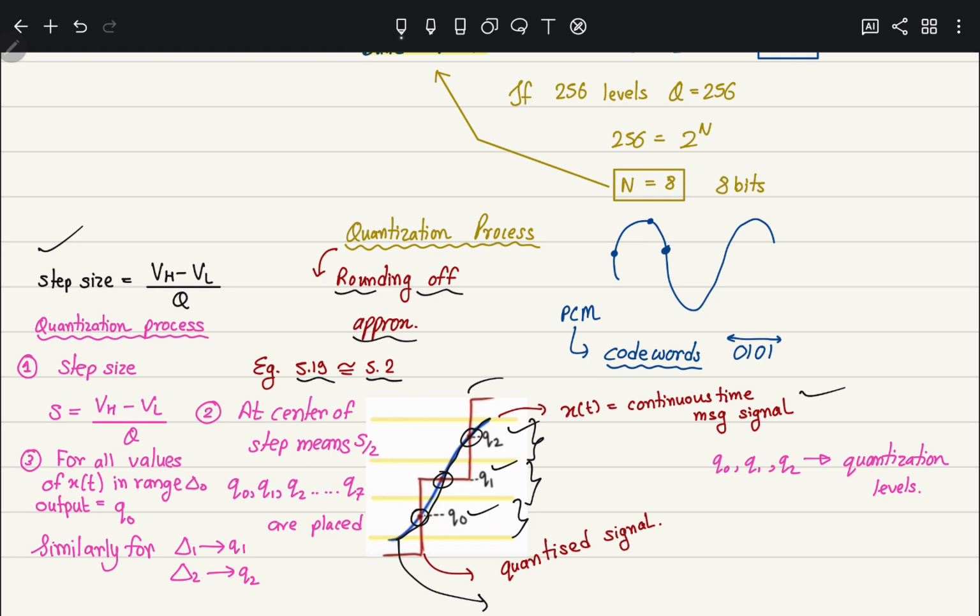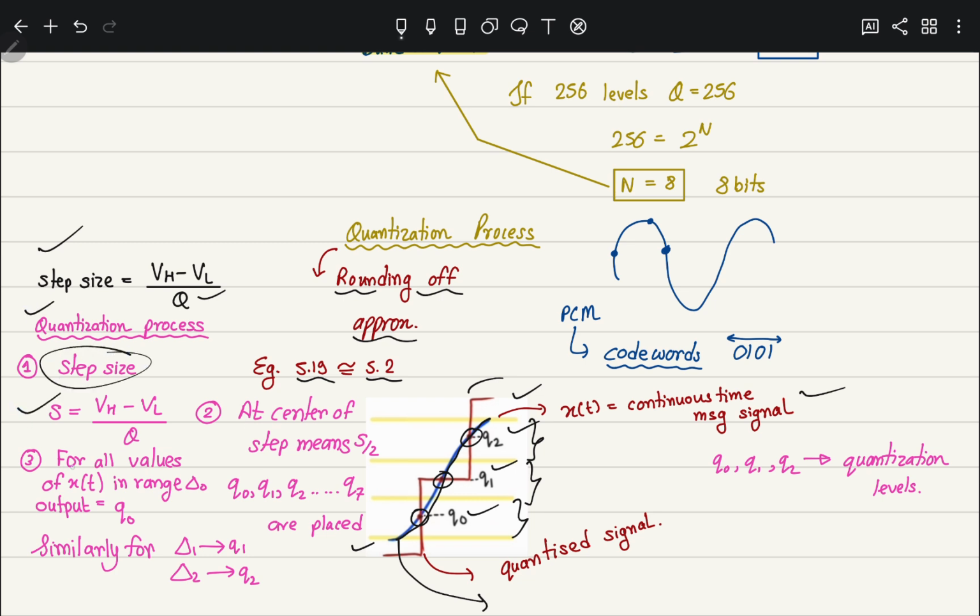So how do we know about the step size, and what is step size? If we try to get an idea about that, step size is the highest voltage point minus the lowest voltage point, divided by Q, where Q is the quantization level. So here is the quantization process, where we have the step size.